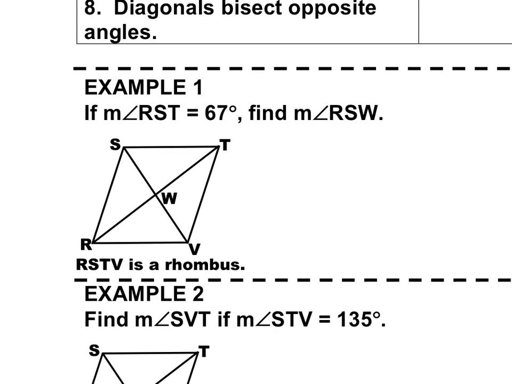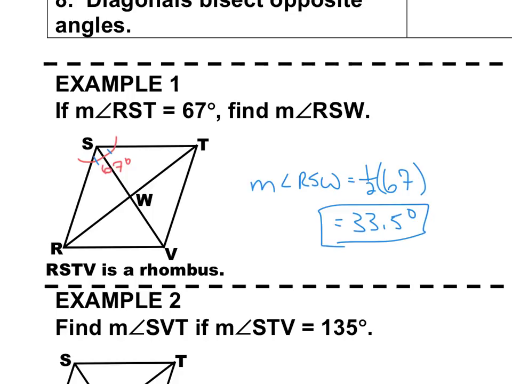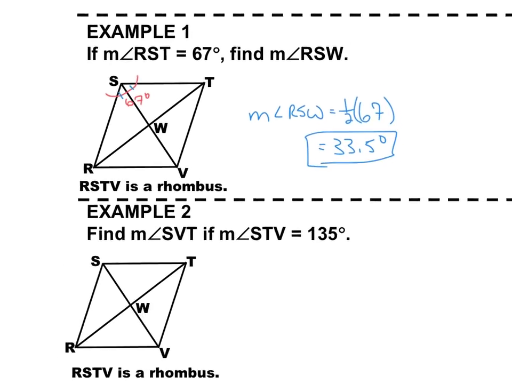So I've got the measure of angle RST, which is from R to S to T. So this whole angle right here is 67 degrees. It wants me to find RSW, which is just this angle right here, okay? But I know that the diagonals bisect that angle, so those two angles are congruent. So what that means is the measure of angle RSW is equal to 1/2 of 67 degrees. So I can divide 67 by 2, and I get 33.5 degrees. So the diagonals bisect the angles and cut them in half.